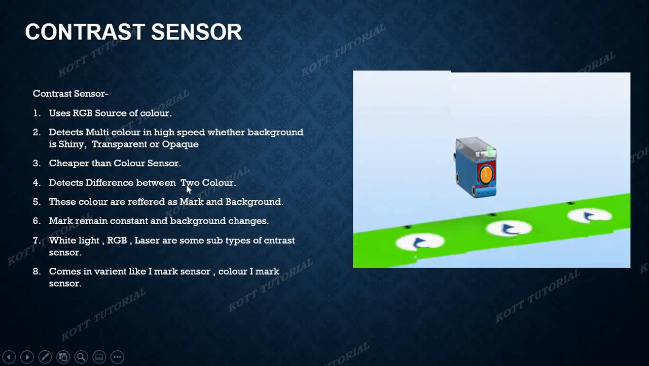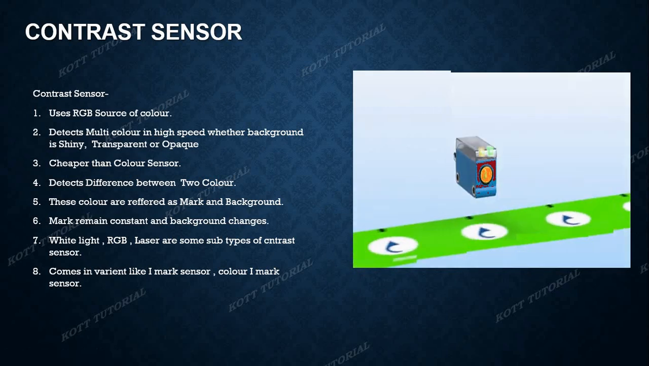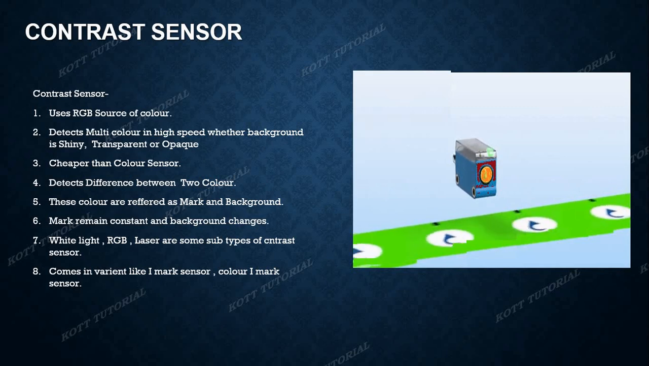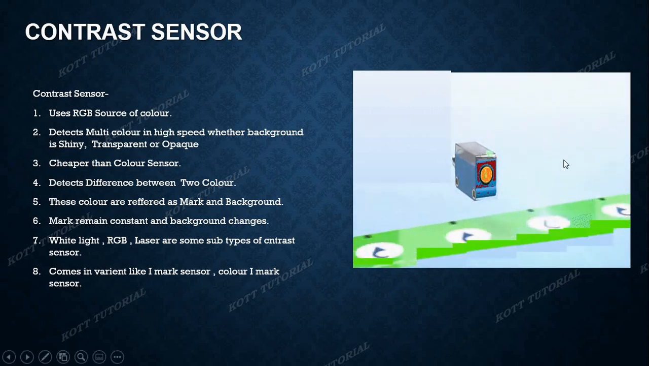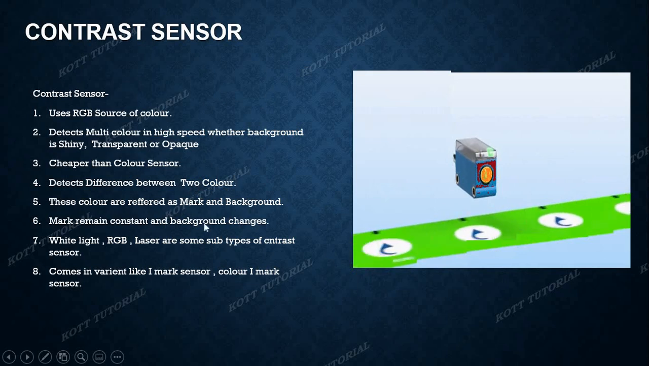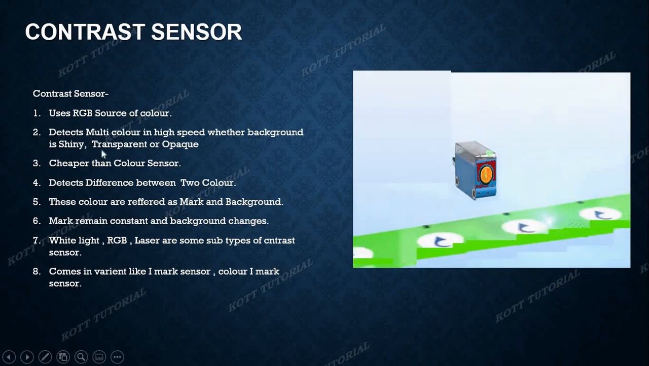This is the most important point in the contrast sensor. When we say contrast sensor, IMAX sensor or a color mark sensor, it can differentiate only the difference between two colors. Nowadays there are different types of IMAX sensor which can also detect the difference between three or four colors. But the basic type, when we say a contrast sensor or an IMAX sensor, it can differentiate between only two colors. These colors are referred to as mark and background, so they are called an IMAX sensor or a color mark sensor.